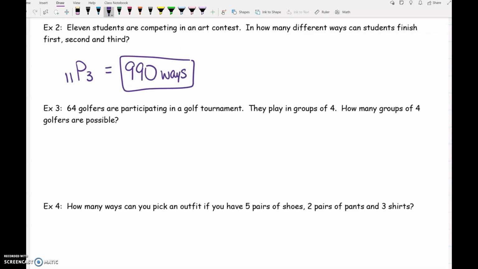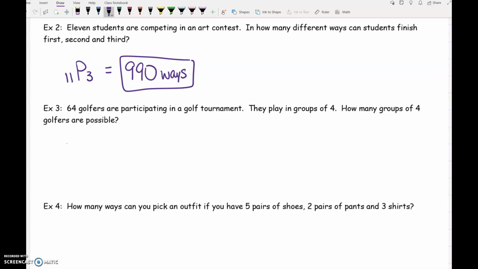64 golfers are participating in a golf tournament. They play in groups of 4. How many groups of 4 golfers are possible? Does the order matter? No. If I have a group of 4, it doesn't matter what order those 4 people are in, as long as those 4 people are in the group.